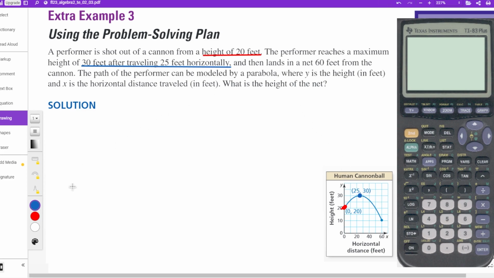And then lands in a net 60 feet from the cannon. So that is the horizontal distance 60. And then the height of the net is something that we don't know. So we can call that question mark.